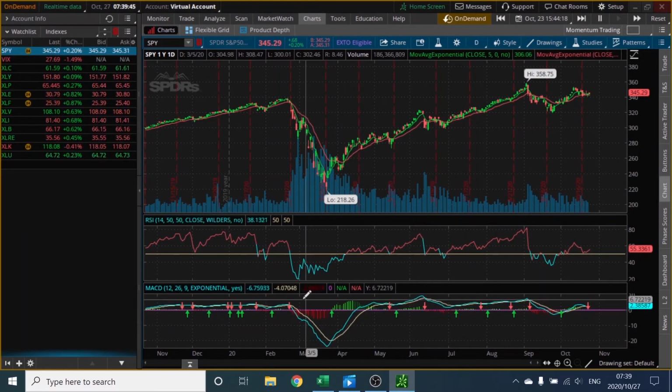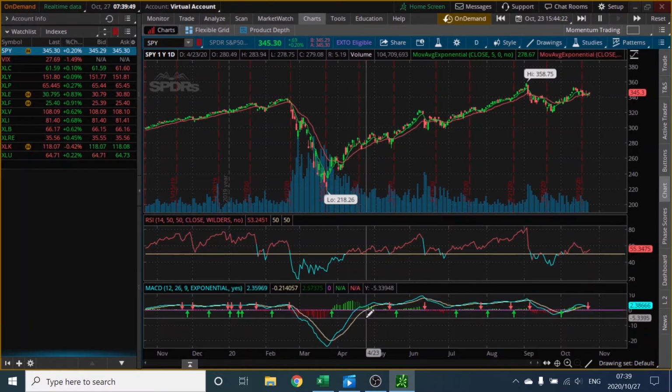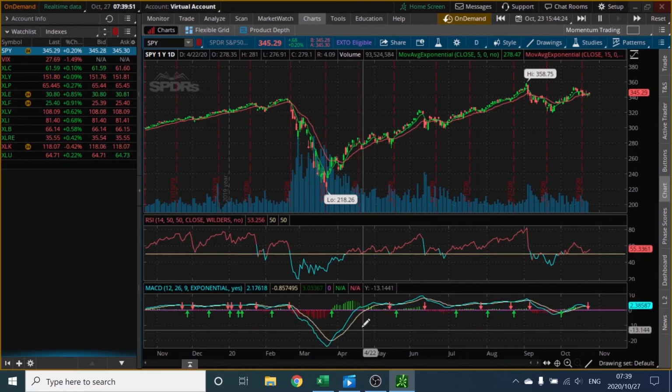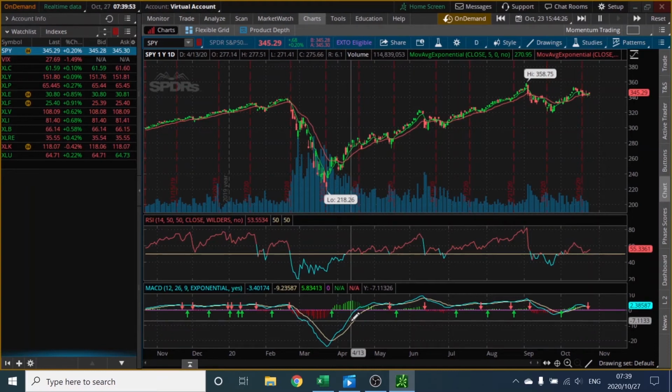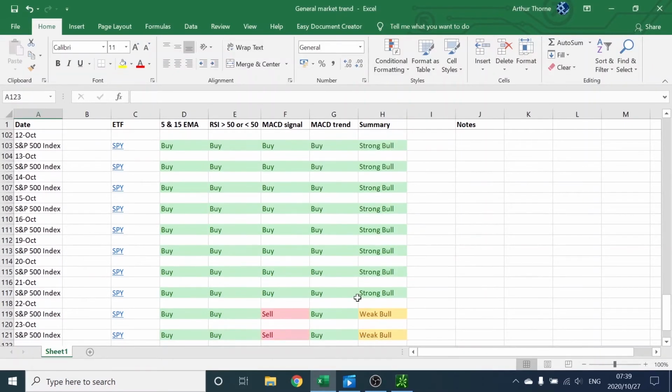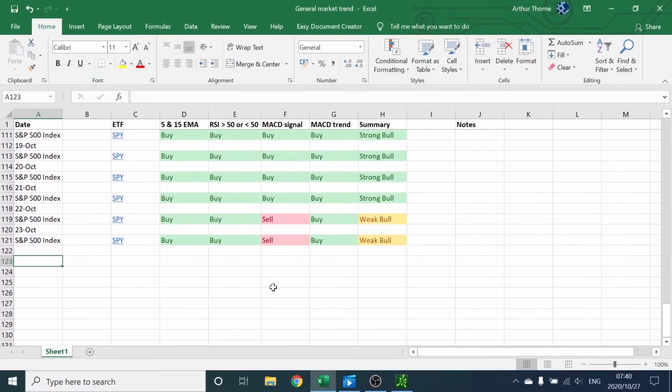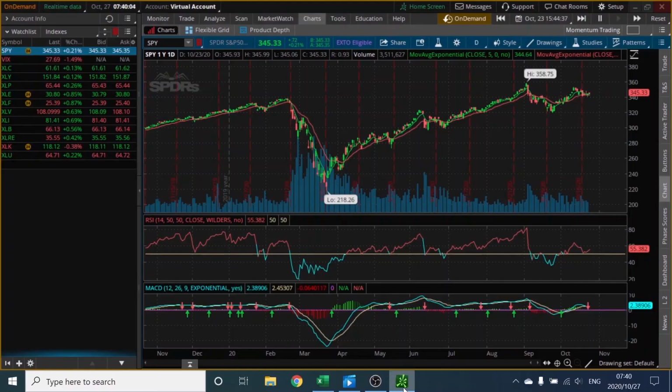Conversely, if the last signal is a red down arrow, then this is bearish, and if the MACD line is below the 0 line, then this is also bearish. What I like to do now is to compile a daily spreadsheet to display this information like a heat map. Let's enter the previous day signals.